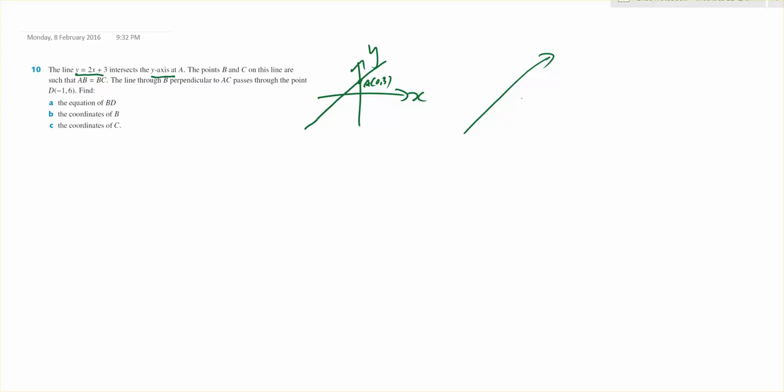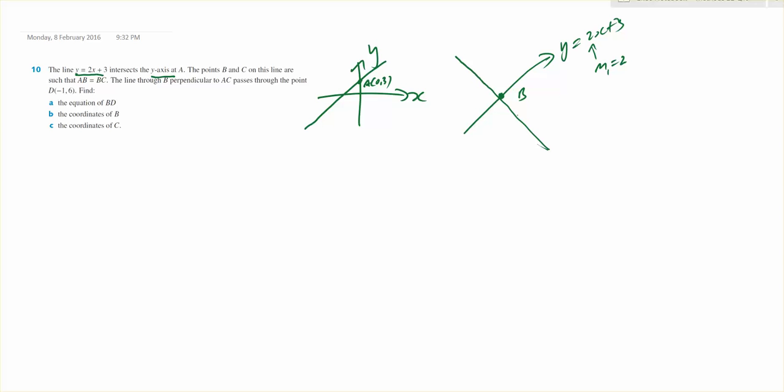So point B is on this line, and we want a line that goes through B but is perpendicular to AC. We know AC is also on this line, so perpendicular to AC means perpendicular to this line. And since we have the equation of the original line, 2x plus 3, we can read off the gradient as being 2. So we can say that m1 equals 2.